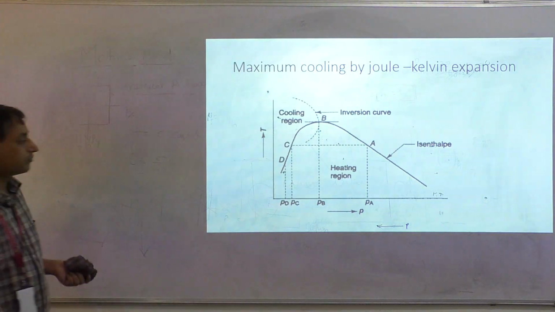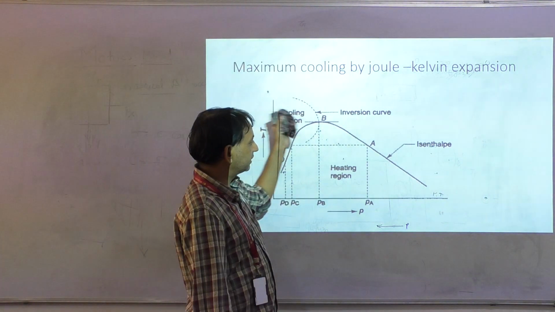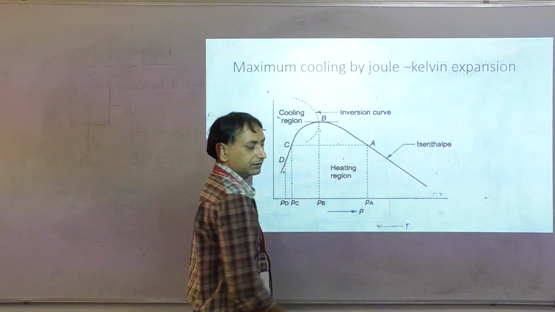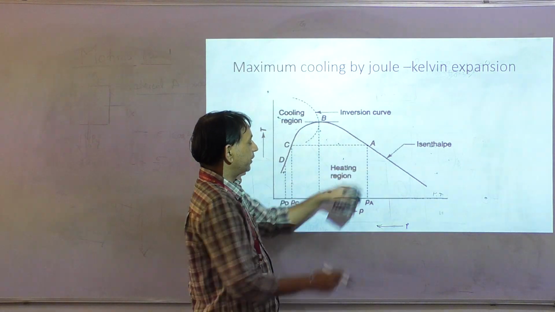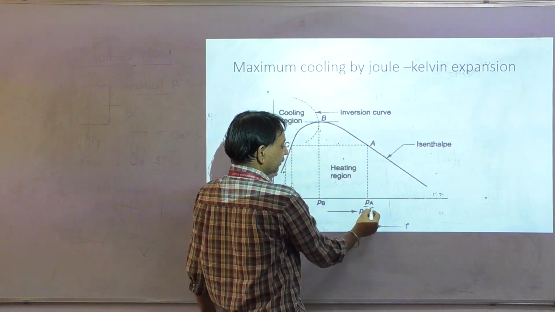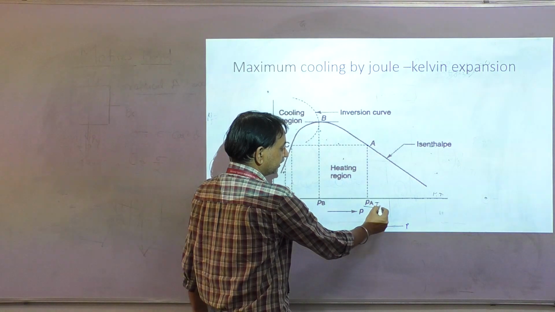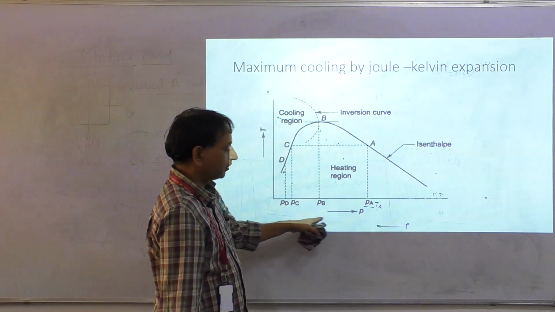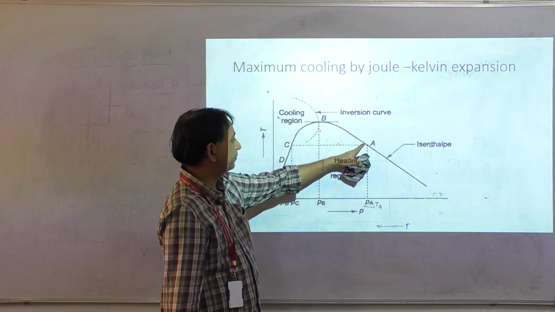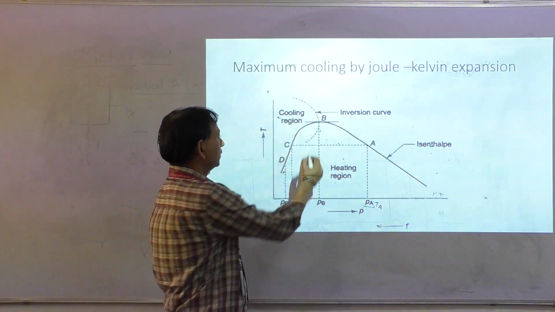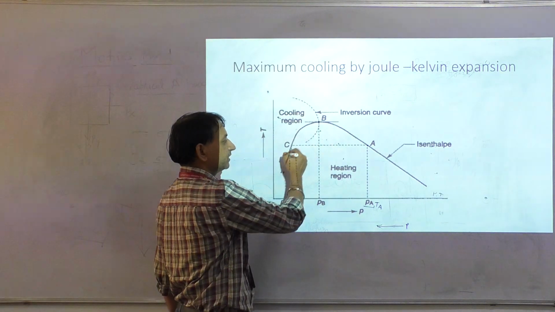Here we can visualize the flow of the gas. This is from the point A. Here the inlet condition of the gas is pressure PA and temperature TA. When you decrease the pressure by throttling action, the temperature increases. Here this is the maximum temperature, and thereafter the temperature decreases.